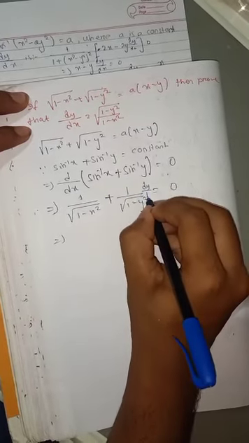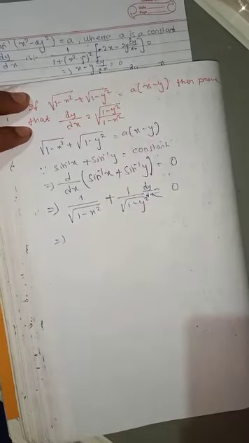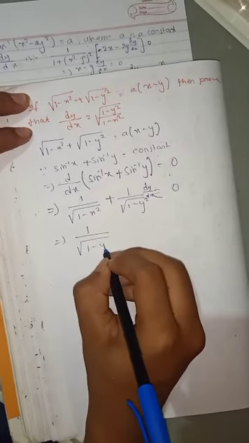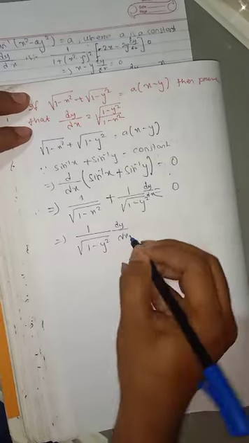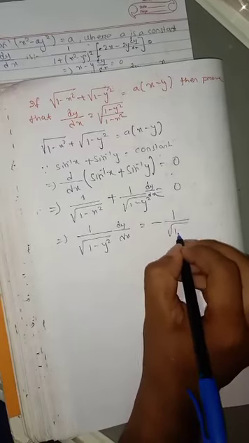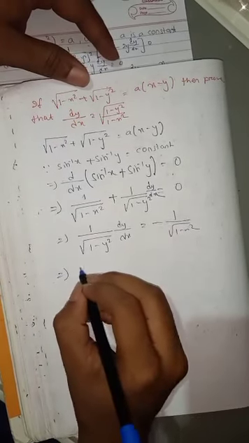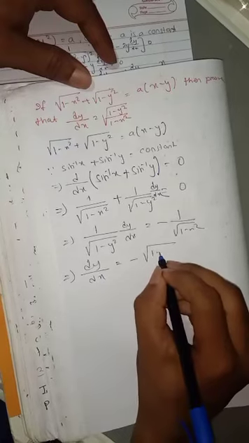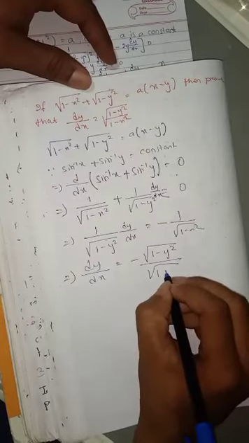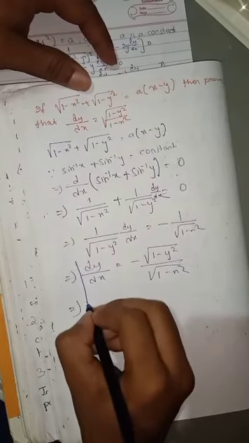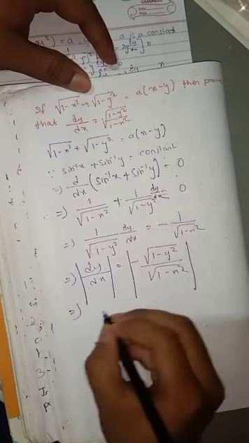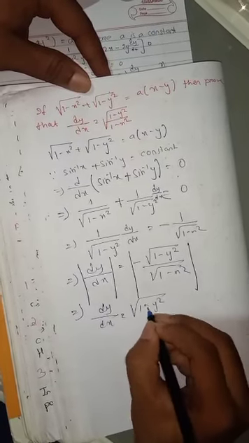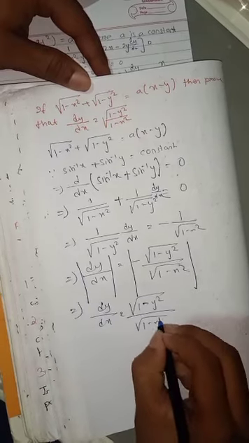Here dy by dx. Okay, 1 by root 1 minus y square dy by dx is equal to minus 1 by root 1 minus x square. So dy by dx is equal to minus root over of 1 minus y square by 1 minus x square. Now if you take mod, so dy by dx is equal to root 1 minus y square by root 1 minus x square.